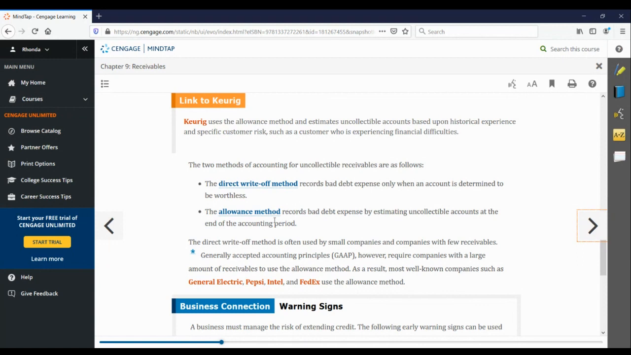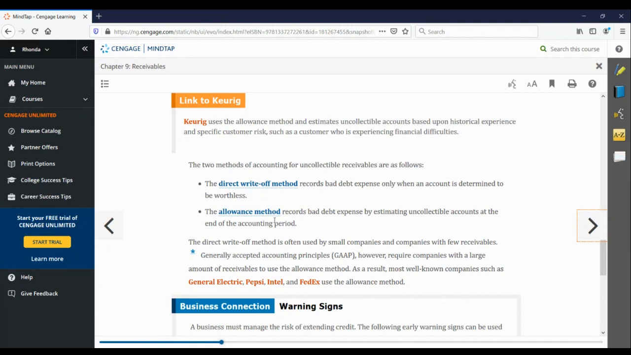FASB recommends that companies that have a significant amount of uncollectible accounts, that they would consider these accounts to be material, they will use the allowance method for recording the uncollectible accounts. So with the allowance method, what we have to do is estimate up front what our uncollectible accounts were going to be at the end of the accounting period. We will have to make an adjusting entry to do that.